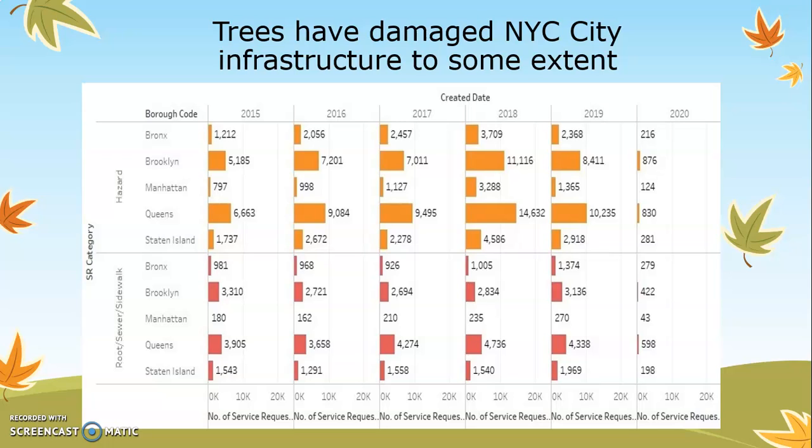Since there is a cost associated with every service request, damage to the city infrastructure is also an added cost. Trees are usually planted to give shade and make the environment beautiful. However, they can act as a hazard and cause considerable damage to the city as well as to people. Let's go on to the next slide.